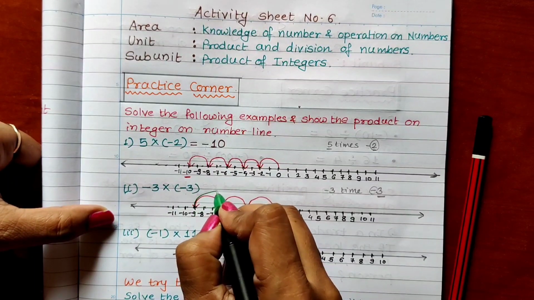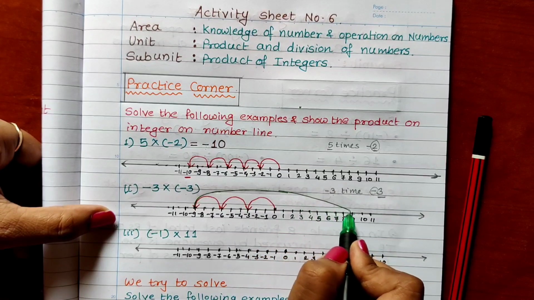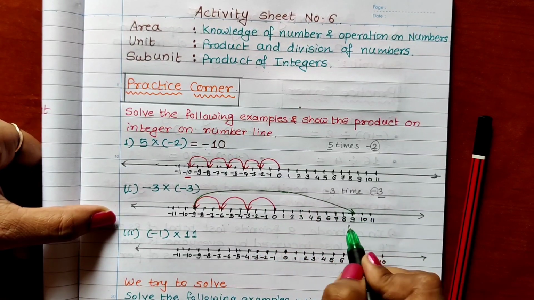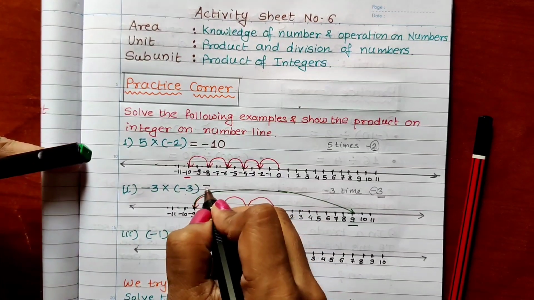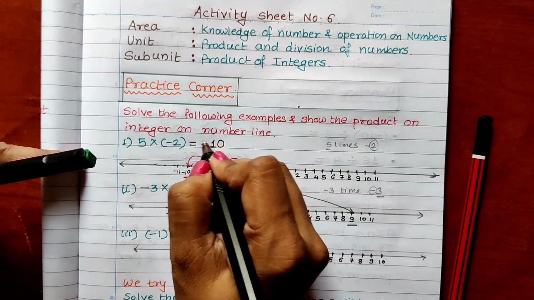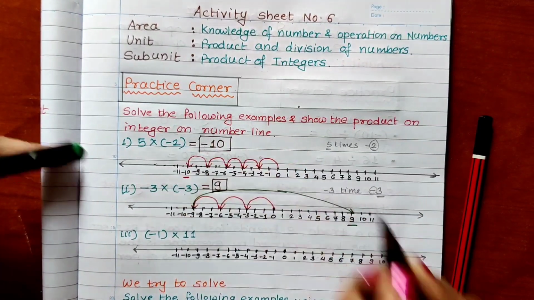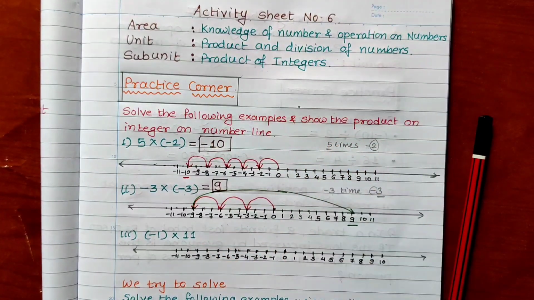From minus 9 to plus 9 in this way. So answer is plus 9. So here we will be writing the answer equal to plus 9. Okay. Here I am writing the answers. You should see that enough space should be there while writing the answers on the activity sheet.